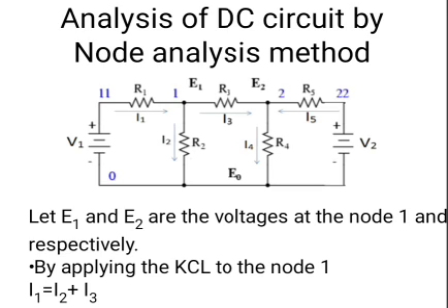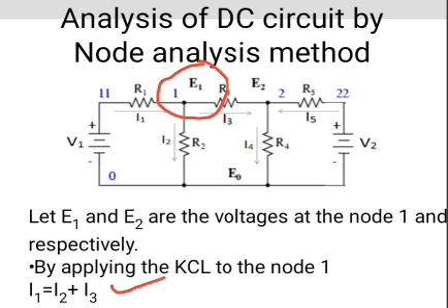In the circuit, let I1, I2, I3, I4 and I5 be the branch currents of the respective elements. Let E1 and E2 be the voltages at node 1 and 2 respectively. By applying the KCL to node 1, I1 equals I2 plus I3.